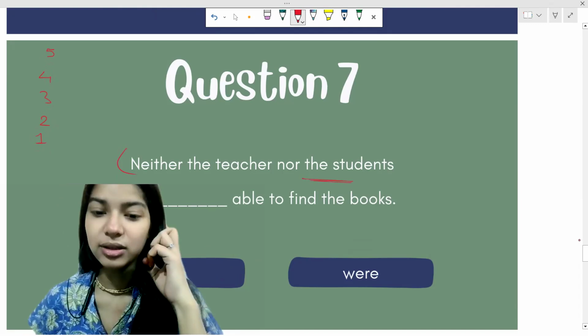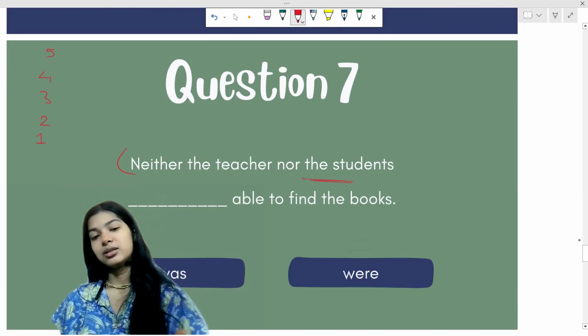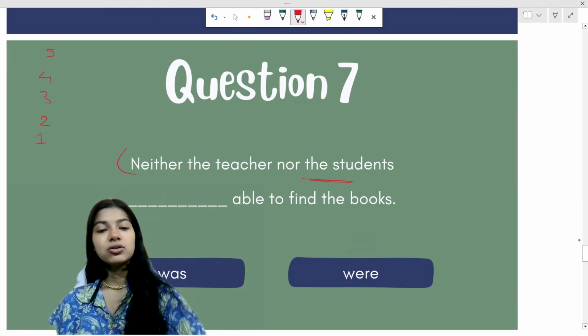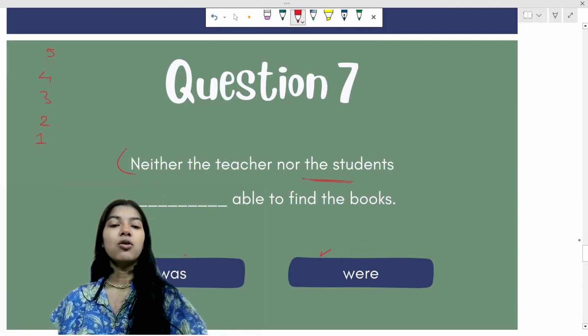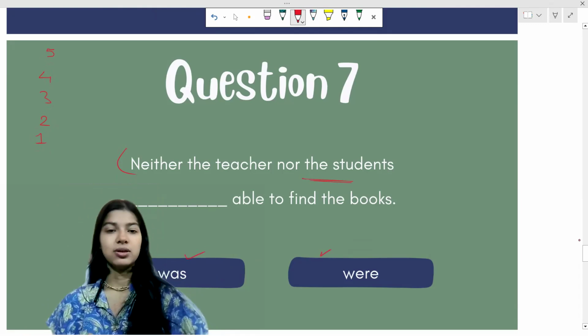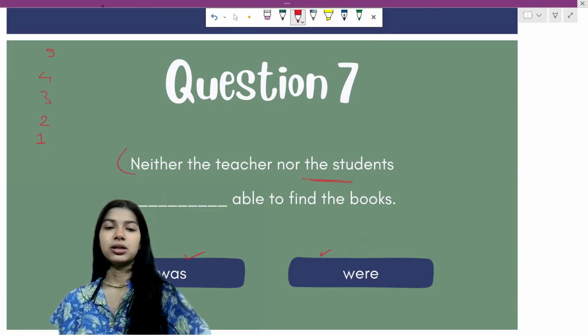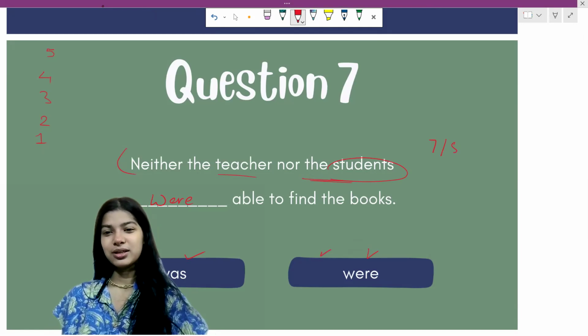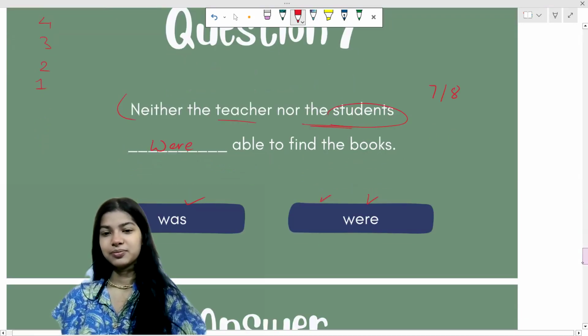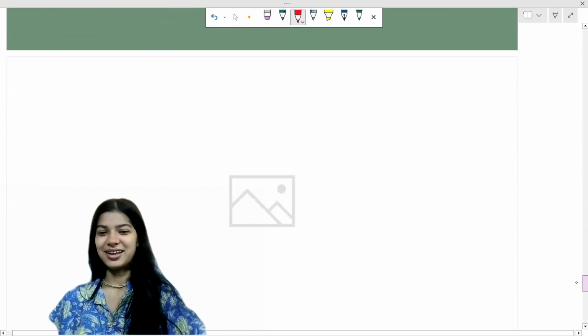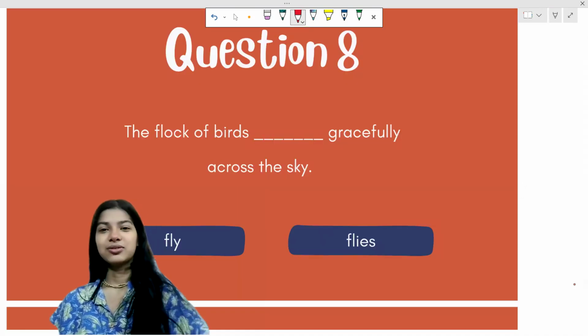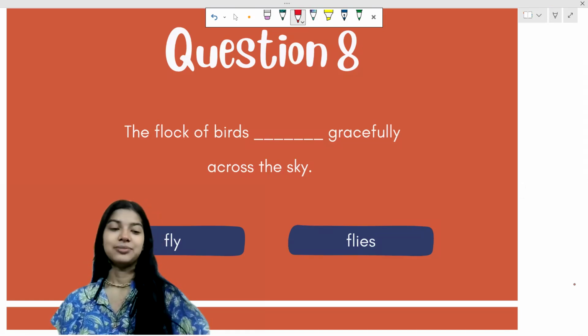So over here, the word contains no S, no ES in both the options. But we should know whether the verb, was or were, should be singular or plural. Over here, we are talking about more than two persons, like teacher and students. So we will be using were, that is a plural form. If you are correct, please mark your answers as 7 out of 8. And yes, our answer is correct. Okay, let's go ahead with the next question. That is question number 8.